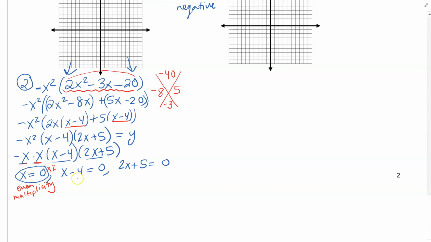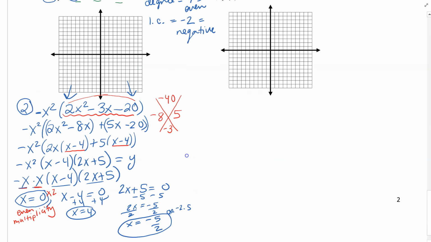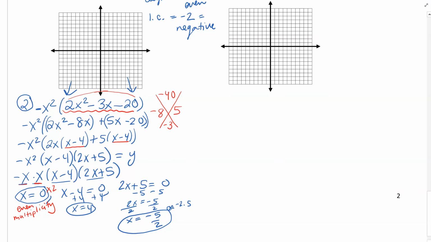Okay. And then meanwhile, this factor produces an x-intercept of 4, and then this factor produces, wait for it, there it is, an x-intercept of negative 5 halves, or you could think of that as negative 2.5, whatever floats your boat. So now, let's come back to our graph. Okay, I've got two intercepts at 0, one intercept at 4, and my third intercept at negative 2.5.